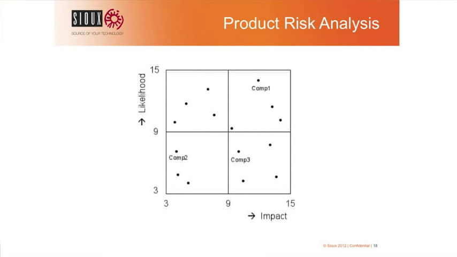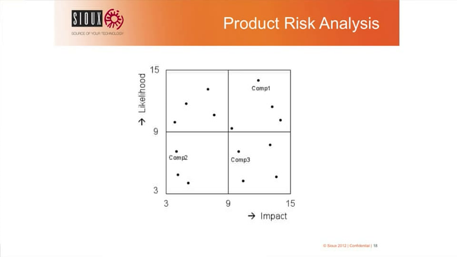Let's take a look at the product analysis test metrics. When you're familiar with risk-based testing, then you will know these pictures. On the x-axis, we see the impact. On the y-axis, we see the likelihood. And we see several dots. These are the different components in our system.